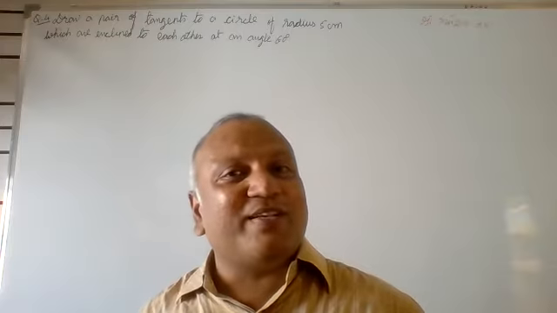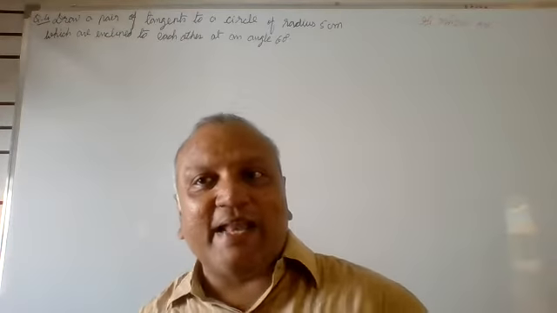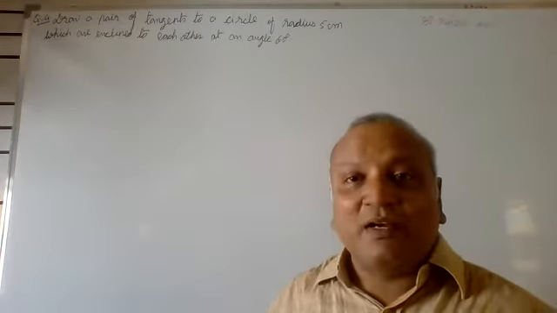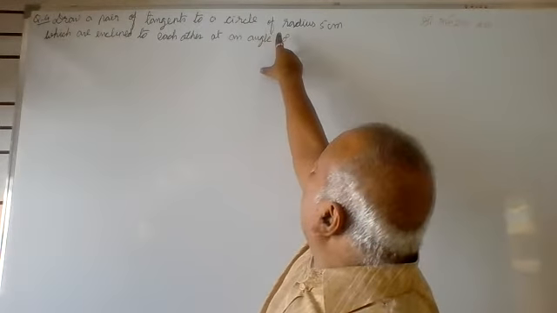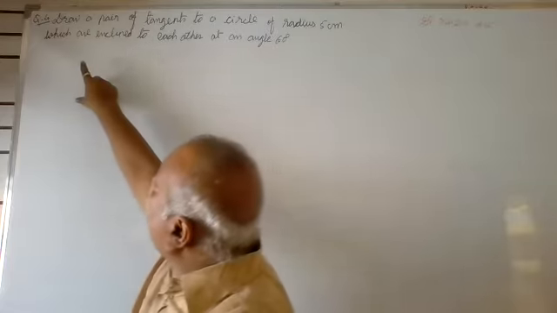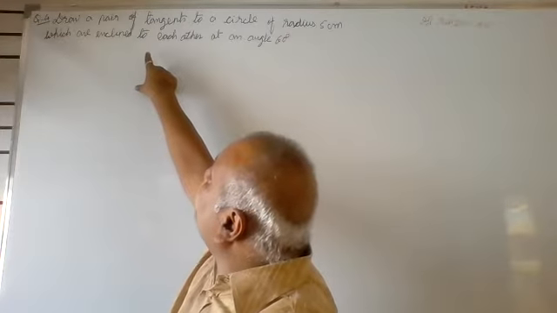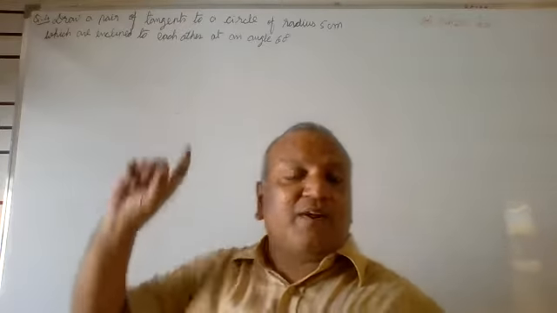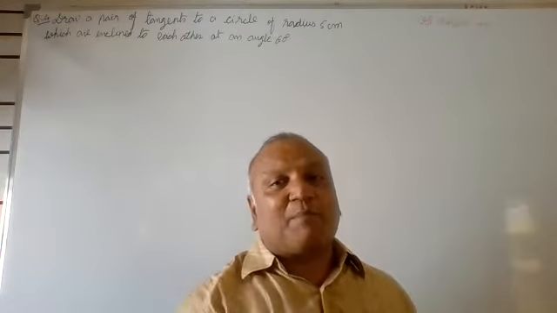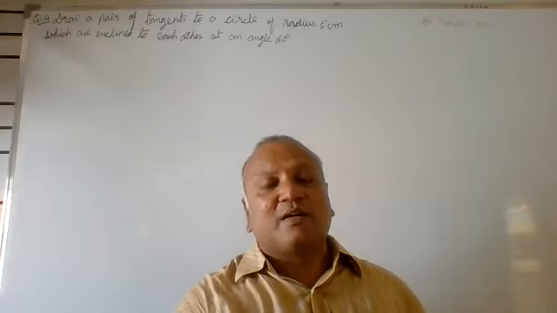I am with the new question of 11.2, and it is question number 4. Draw a pair of tangents to a circle of radius 5 centimeter which are inclined to each other at an angle 60 degree. Friends, it is a little bit new type of circle and new construction.